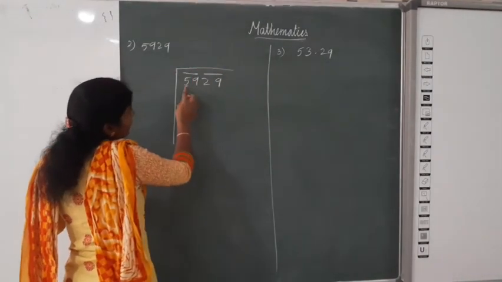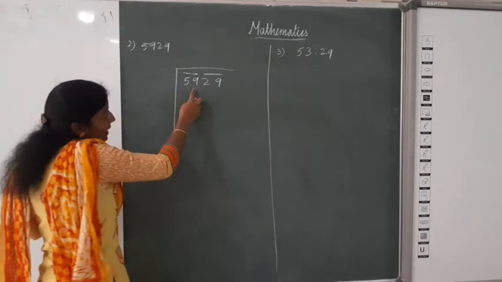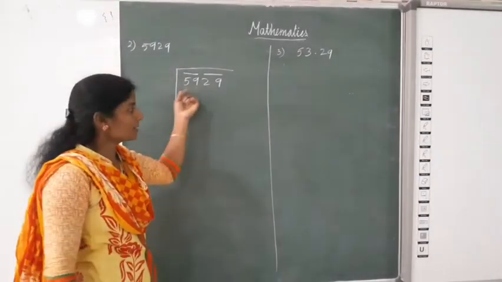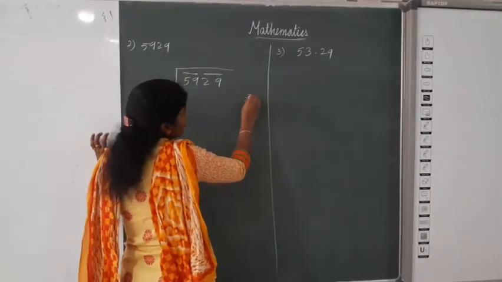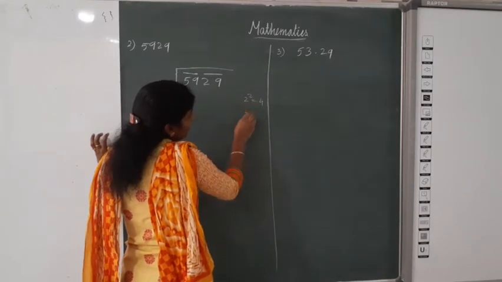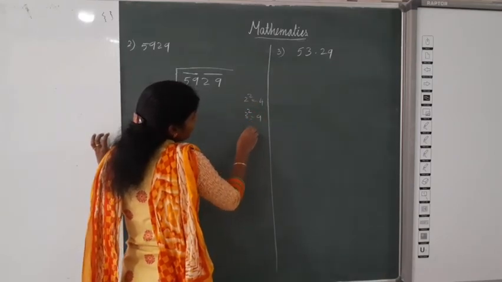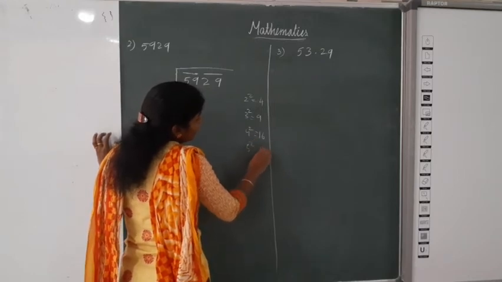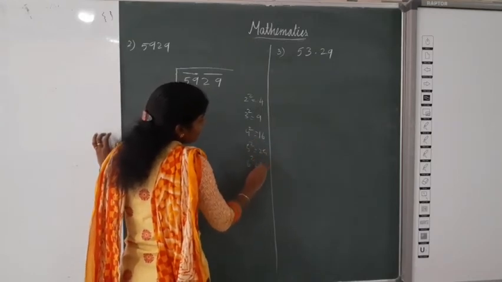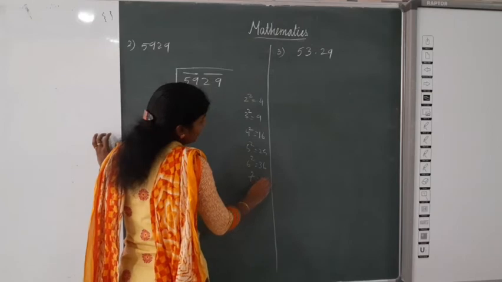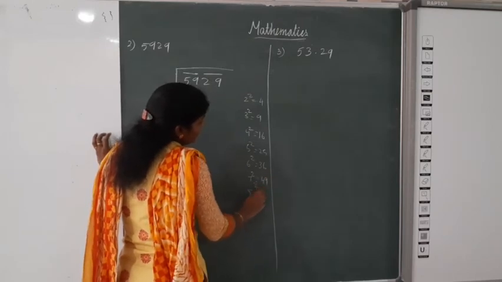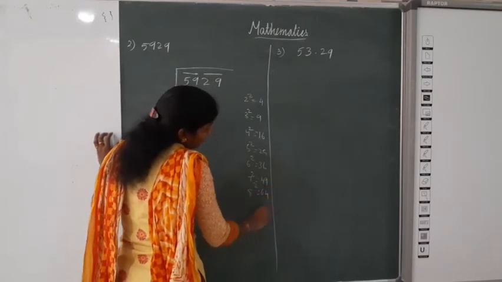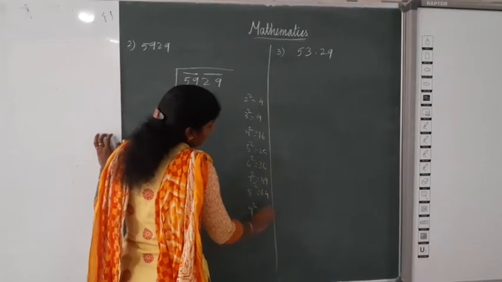Now listen here. First we take this together, this is the first period. Already we know 2 square is equal to 4. 3 square is equal to 9. 4 square is equal to 16. 5 square is equal to 25. 6 square is equal to 36. Then 7 square is equal to 49. 8 square is equal to 64. 9 square is equal to 81.